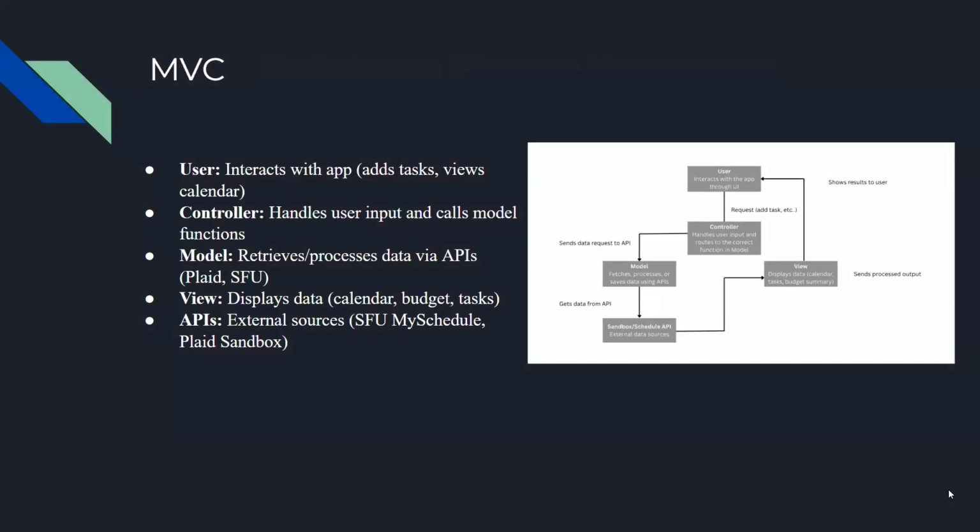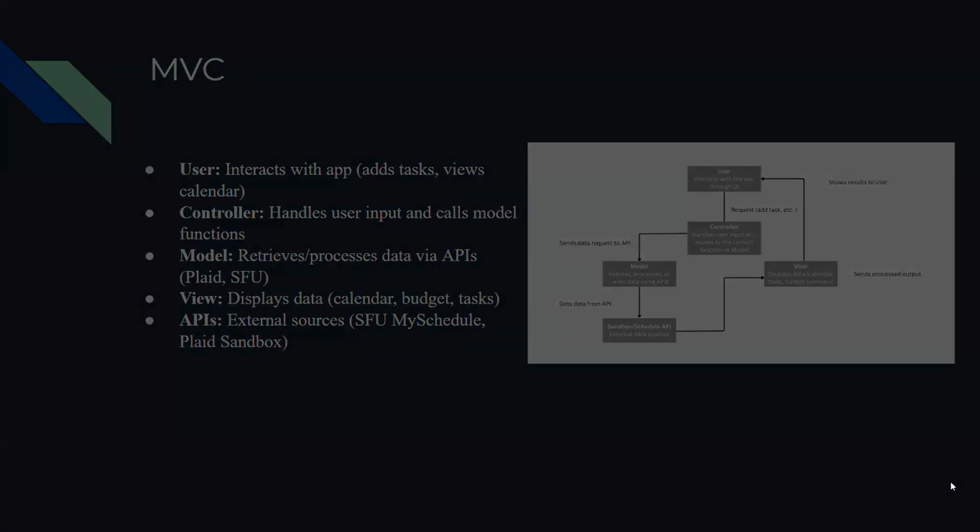Now let's break down the architecture of our application using an MVC diagram. As you see in the diagram, the user interacts with Student Time, for example, by adding tasks or viewing a calendar. The controller handles the input and triggers the correct functions in the model. The model fetches and processes data through the APIs that we talked about before, such as the Plaid API and ChatGPT. An example for that would be getting John's transaction history or Sarah's schedule. Finally, the view renders the data in a clear visual format, like a color-coordinated calendar or a pie chart for time usage. This clean separation helps us build a scalable and maintainable app.